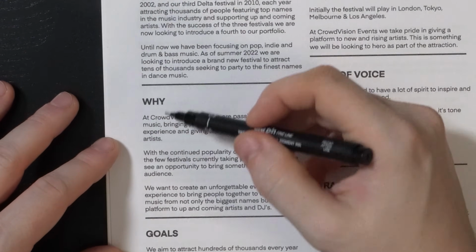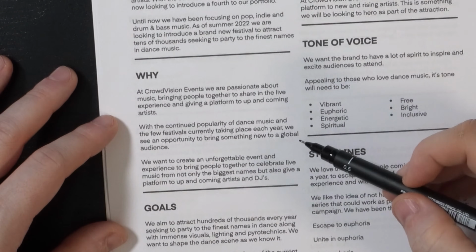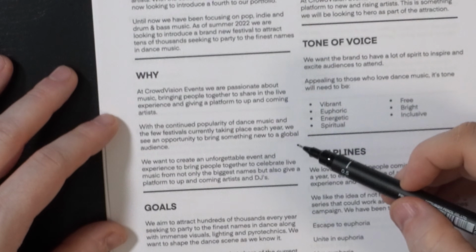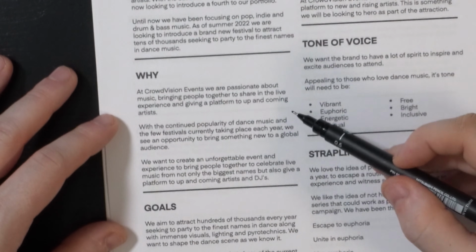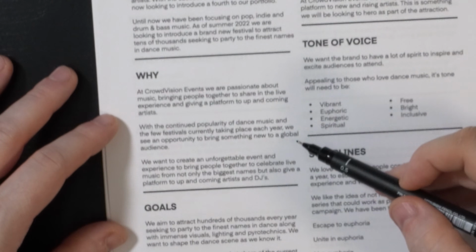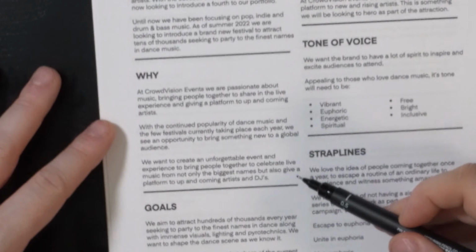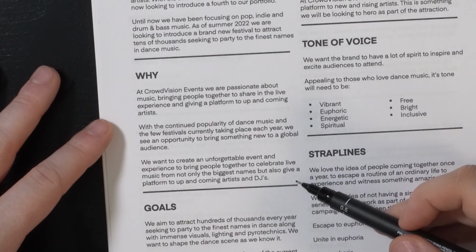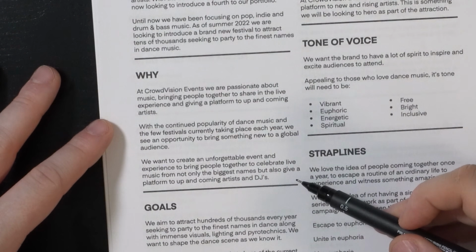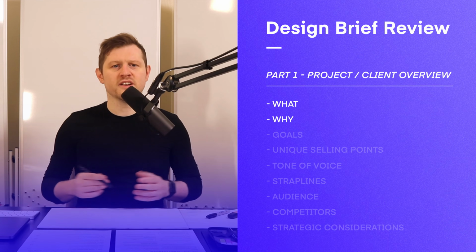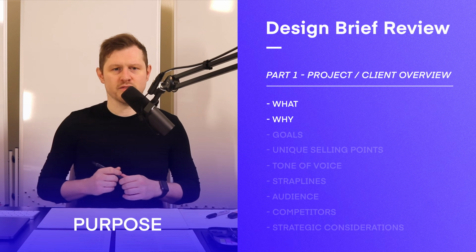Next we have Why, which reads, at Crowd Vision events, we are passionate about music, bringing people together to share in the live experience and giving a platform to up-and-coming artists. With the continued popularity of dance music and the few festivals currently taking place each year, we see an opportunity to bring something new to a global audience. We want to create an unforgettable event and experience to bring people together to celebrate live music from not only the biggest names, but also give a platform to up-and-coming artists and DJs. So here we get a good understanding of the purpose of the music festival.